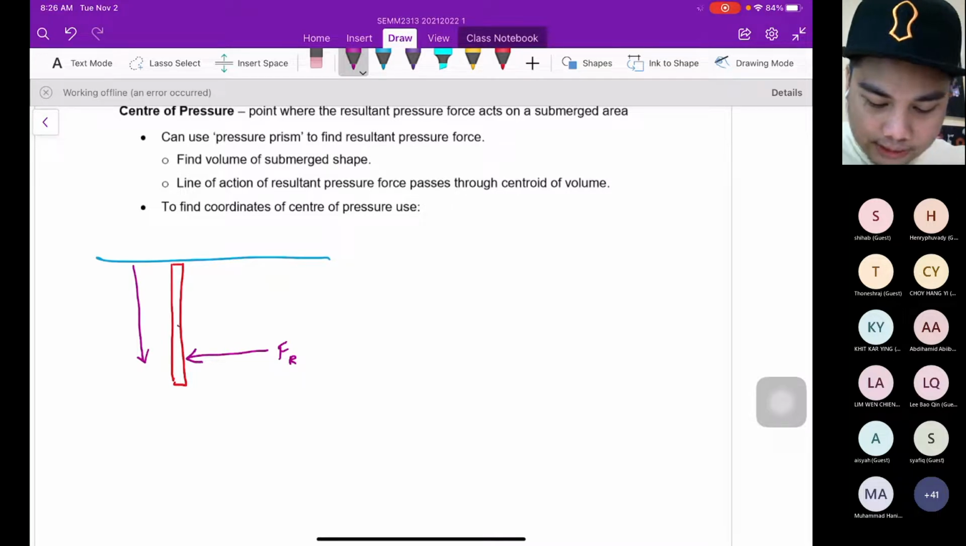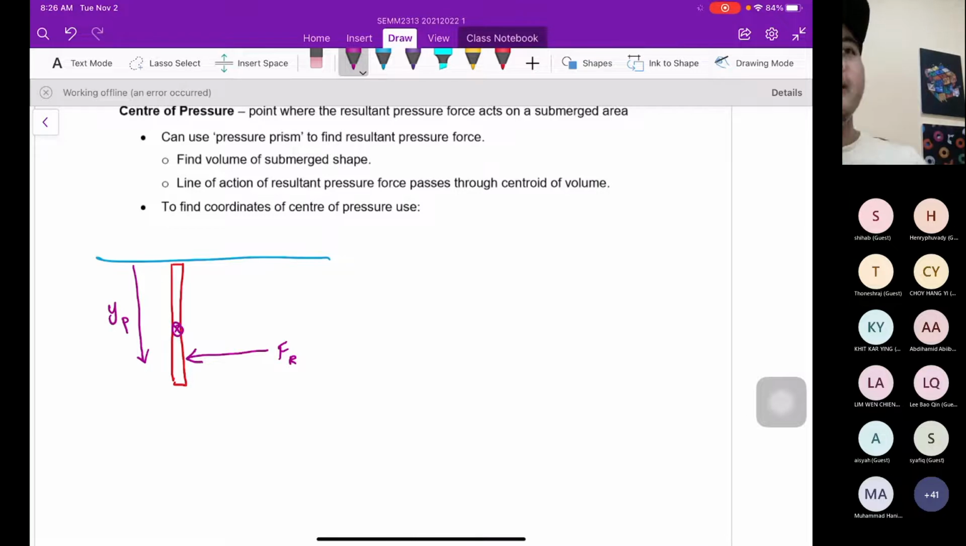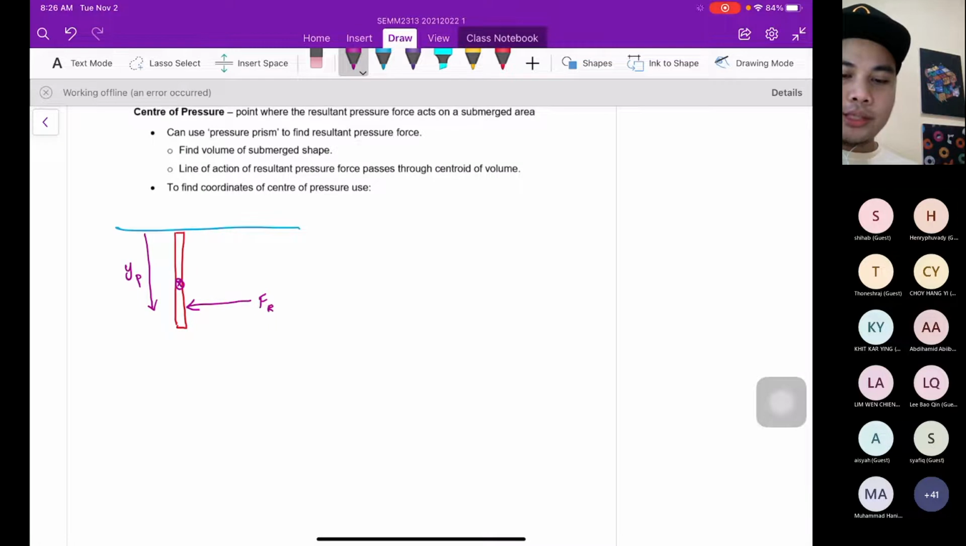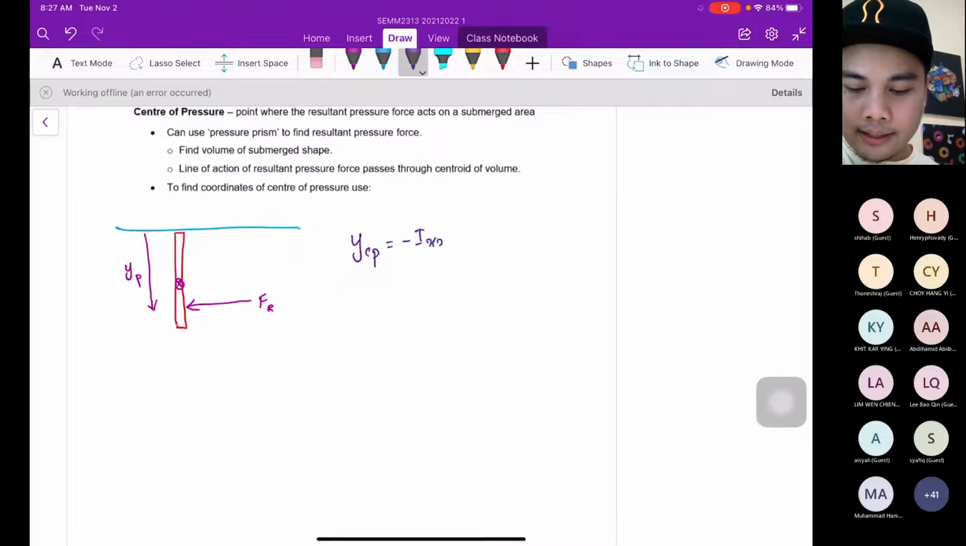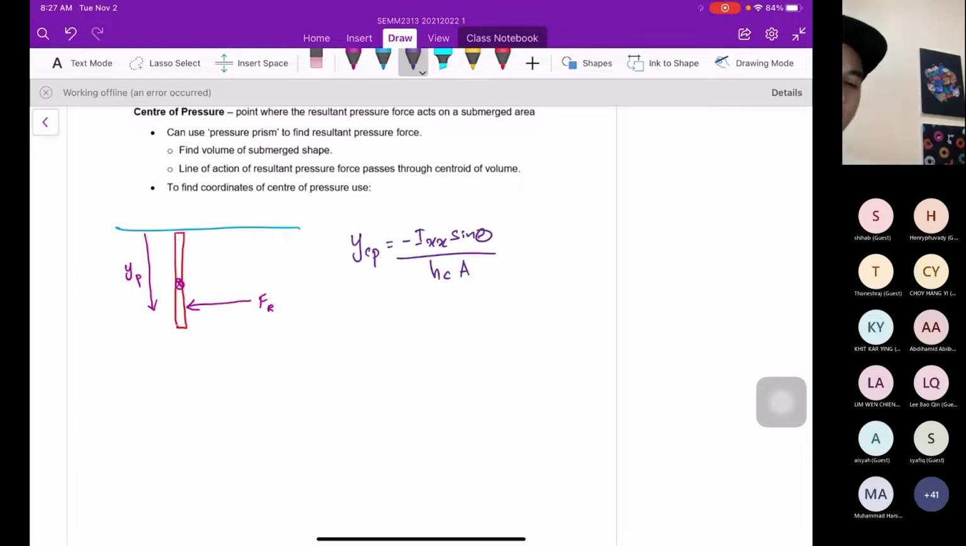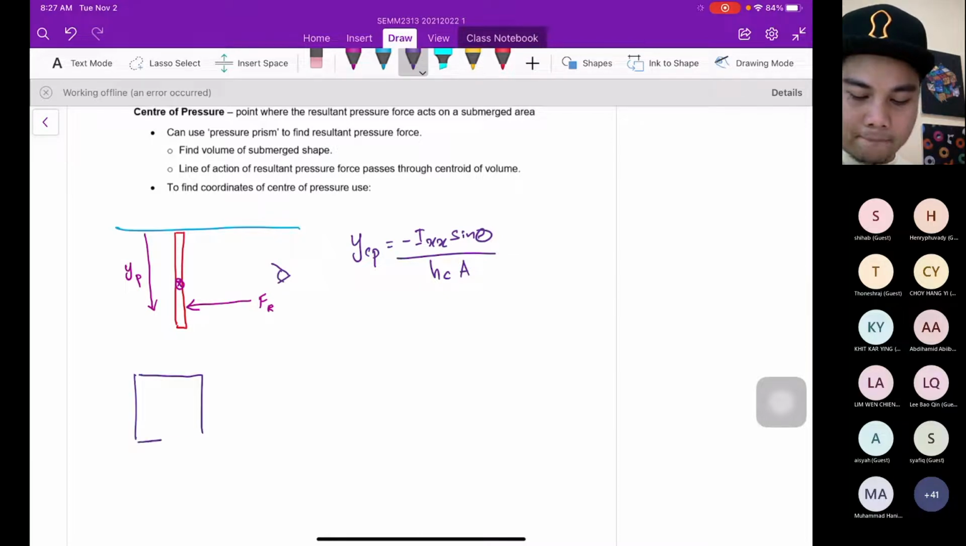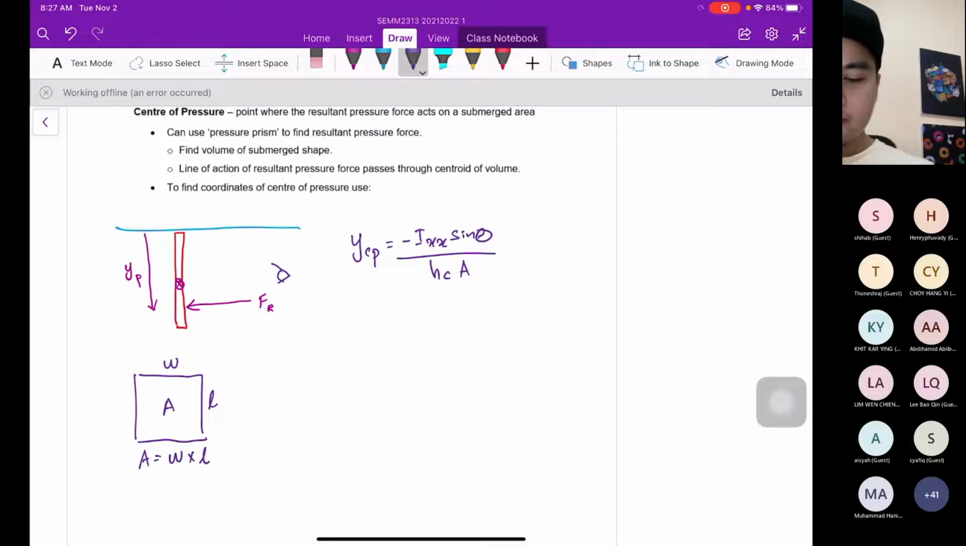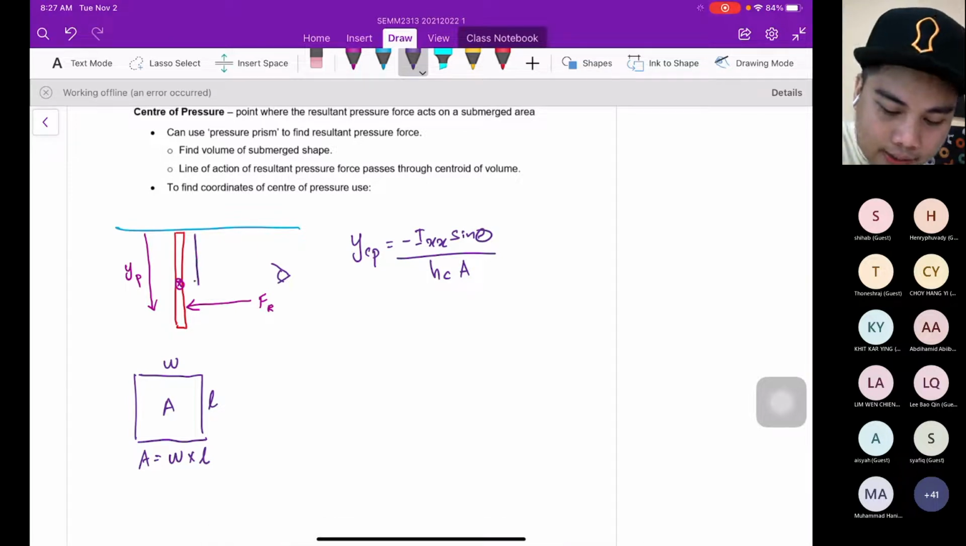First we need to state the centroid. How to get this value, YP? We have the equation to ease your calculation. The equation that we are going to use basically is YCP equal to negative IXX sine theta over HC multiplied by area. The area is basically the area of the plane surface. When we look from our eyes, we can see the plane, so this is the area, for example, width multiplied by length. HC, on the other hand, is basically this one. This is HC.